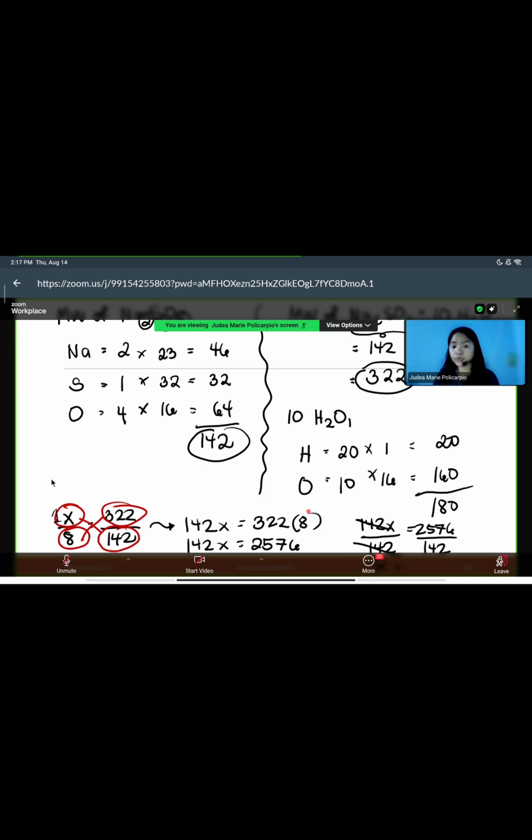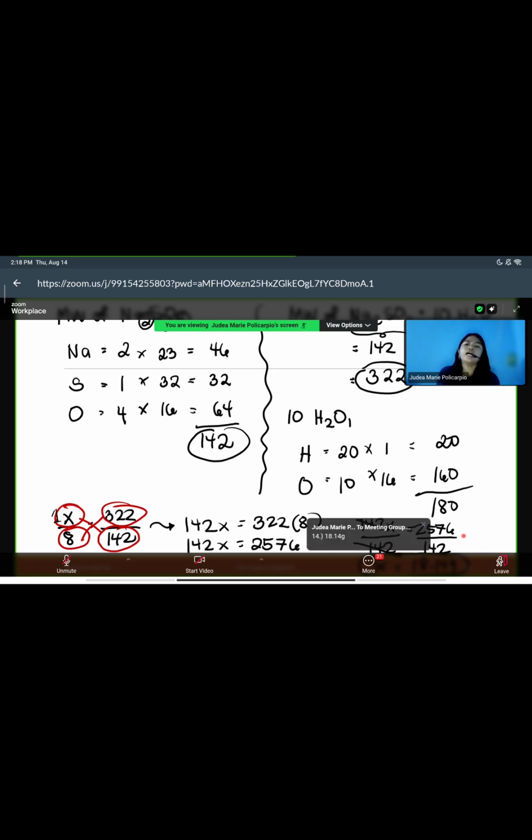And what is 2576 divided by 142? This would give us 18.14. Okay, 18.14 grams. So ilan daw grams ng sodium sulfate na decahydrate ang gagamitin natin? To answer the question natin, we would be needing 18.14 grams ng sodium sulfate na decahydrate. So therefore, for item number 14, the answer is 18.14.